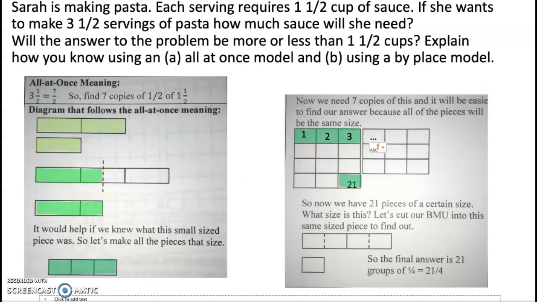All right, so again, you can see the word problem at the top, and this first one is illustrating the all at once meaning. This is in the back of your course workbook as well, and what I've tried to do is highlight the steps with different colors. So 3.5 equals 7 halves, 7 over 2. So find 7 copies of a half. 7 copies of half of 1.5.